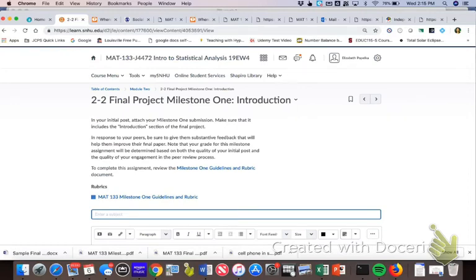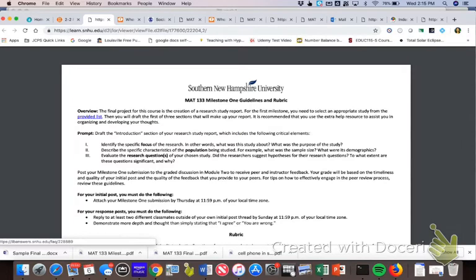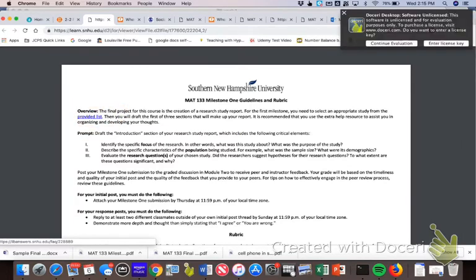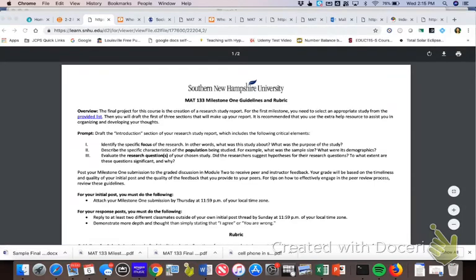So it would probably be a good idea to see what it is exactly that you're going to attach, right? So I'm going to click here on the milestone 1, guidelines and rubric. And as you can see, here's another place that you can get the provided list of articles. It's embedded in a link inside of there. And then there's also an outline of what is expected for the first part of your paper. Basically the introduction section of your research study report.